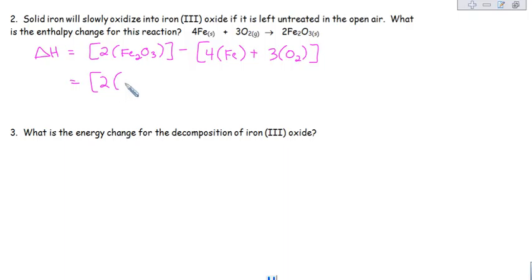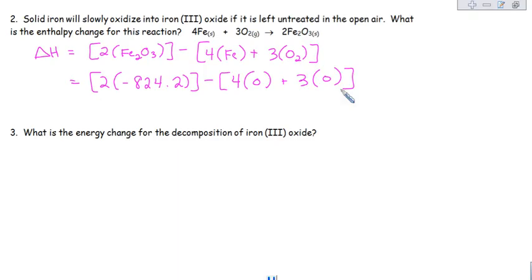Iron oxide, negative 824.2, minus 4 times iron. Well, what do you know? It's a 0. And could it get any better? Sure can. 3 times 0. They're elements. They're elements that occur in nature. Solid iron, O2, oxygen, diatomic gas. It's their elemental state in nature.